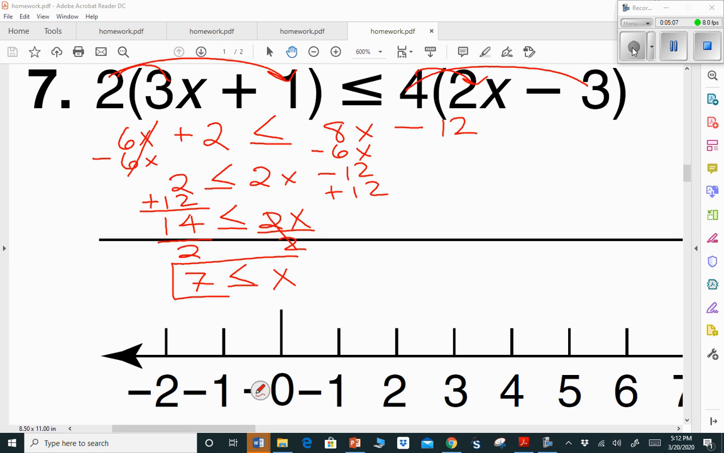Again, this is a perfectly good answer, but I really don't like that variable on the left, and so I'm going to flip it around. If you just kind of read it backwards, x is greater than or equal to 7. Greater than or equal to 7. That's going to make my graphing a little bit easier.